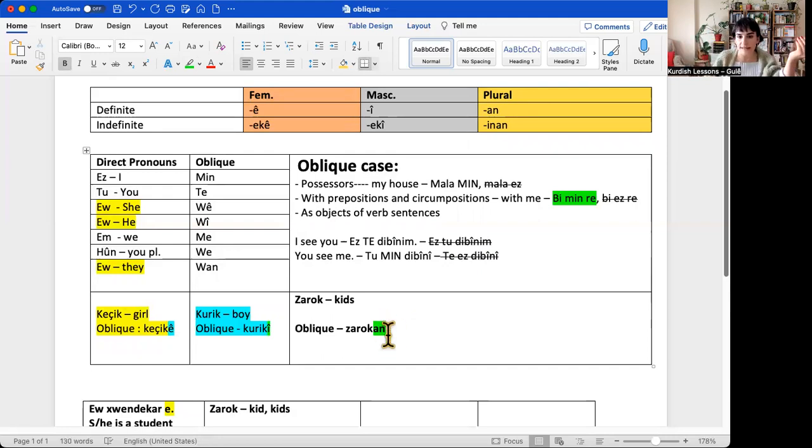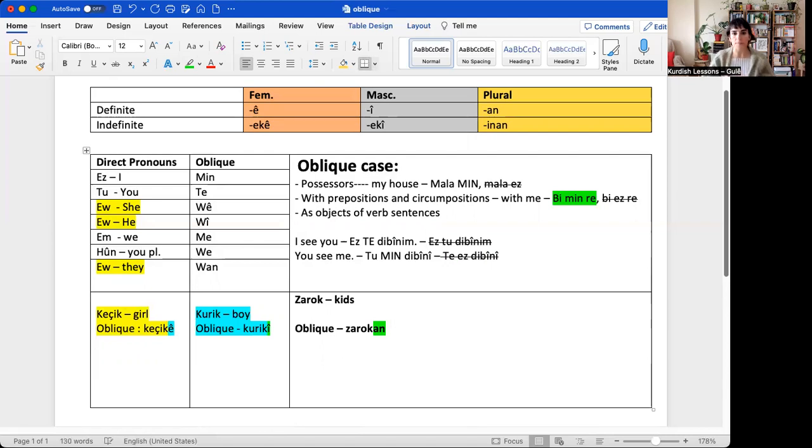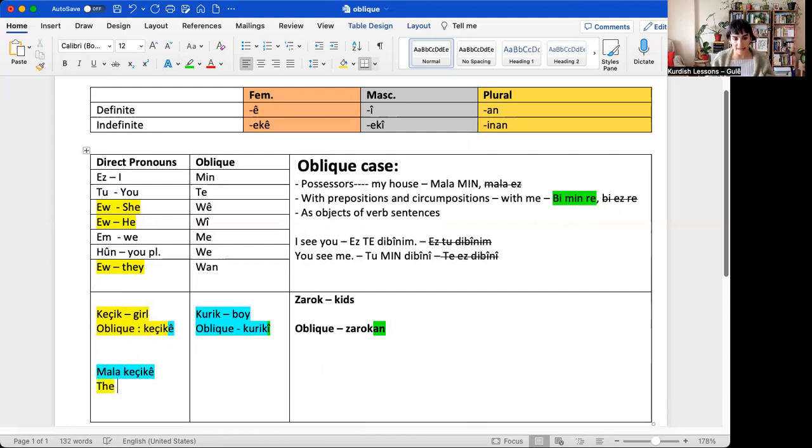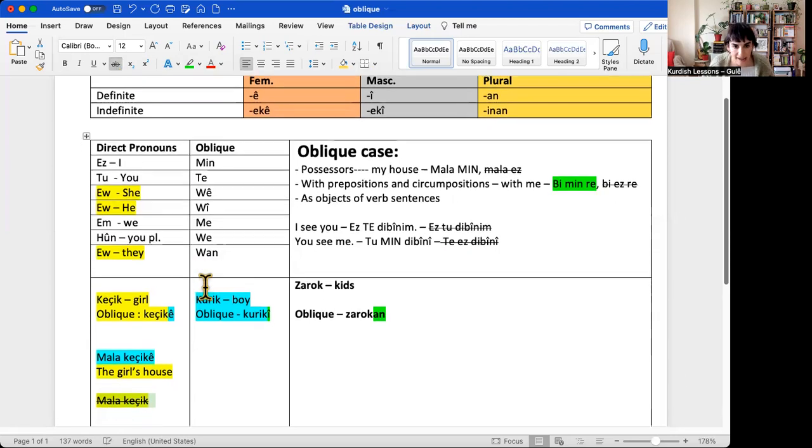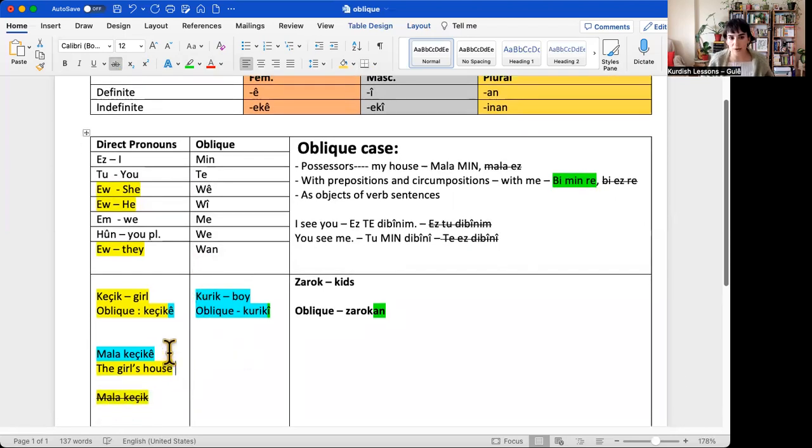So if you use this oblique form, it means you have some cases like possessors, prepositions, or as an object. For example, let's start from feminine keçik. If it is a possessor, we will say Mala keçike. So what does it mean? It means the girl's house. Mala keçike. It is not correct to say Mala keçik. We say Mala keçike.